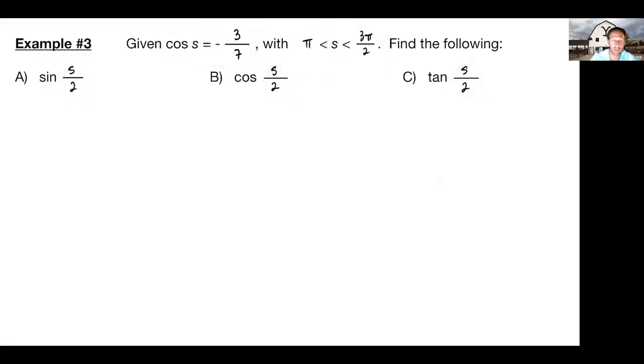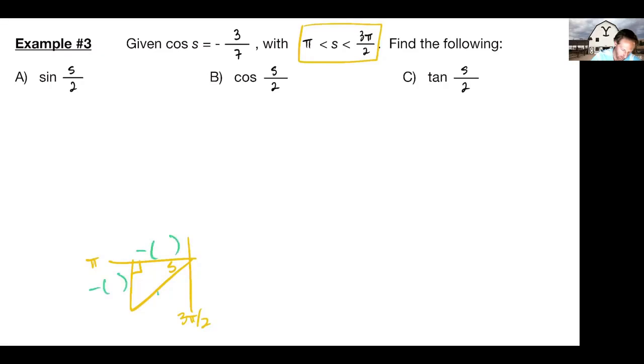So of course, let's give ourselves a visual. Let's draw that out. Where would that be located? Between pi and 3 pi over 2, in quadrant 3. We will have angle S, which we know gives us a negative value and a positive value for those. And because it's cosine, this is our x and this is our r, so -3 and 7.